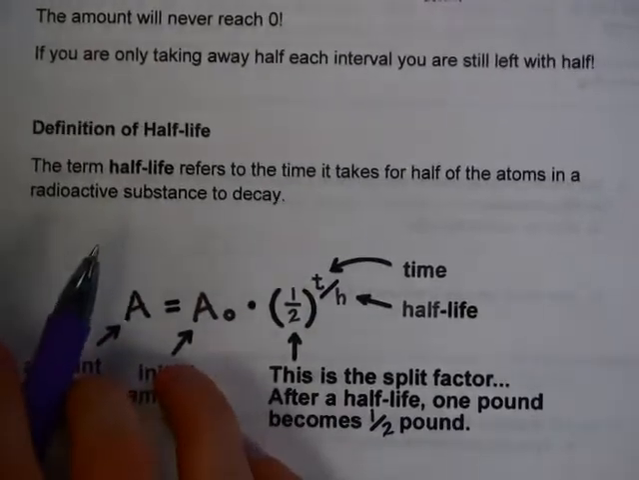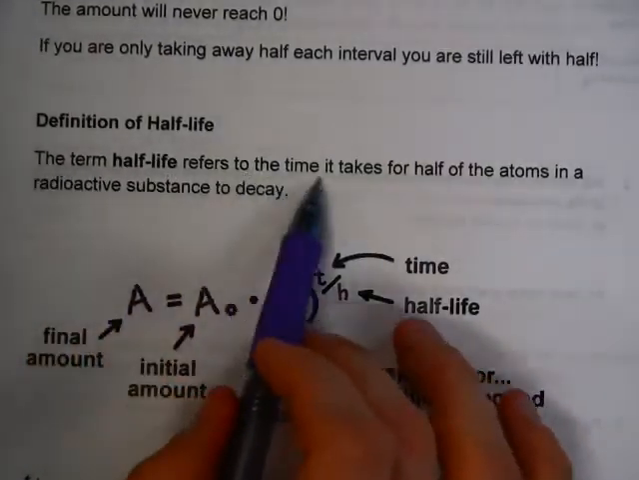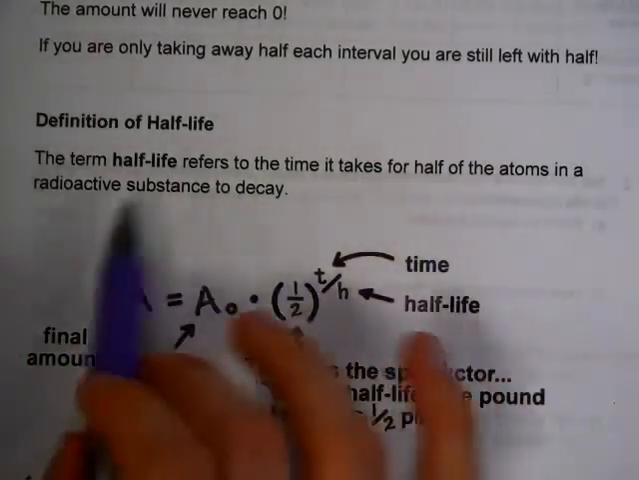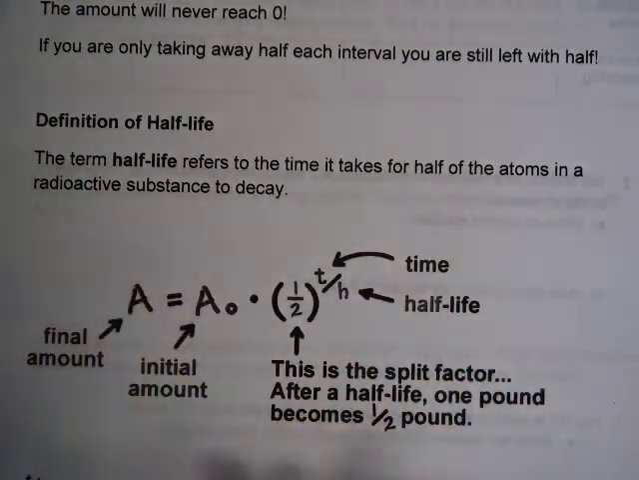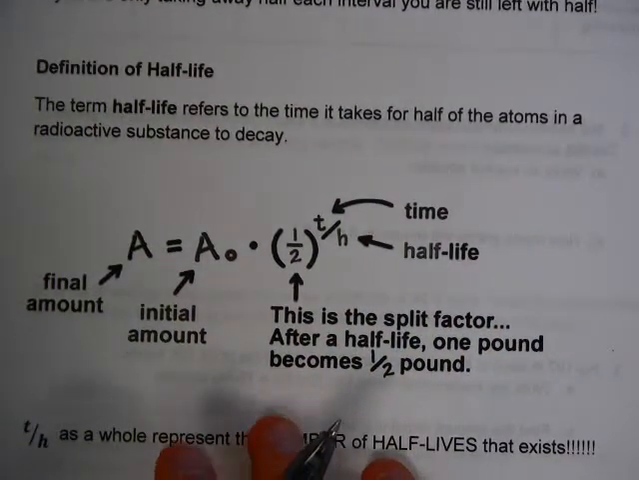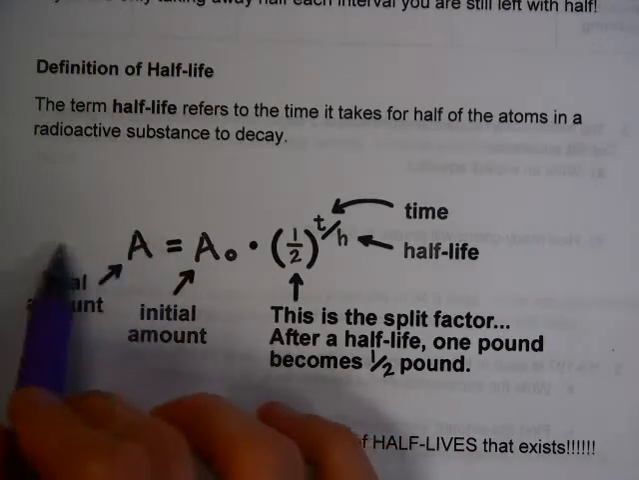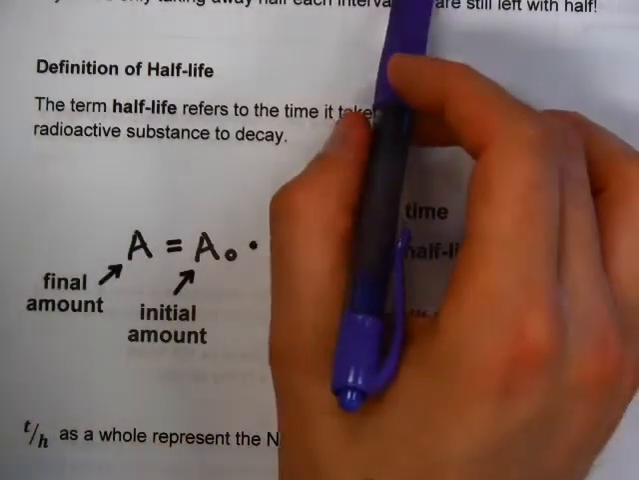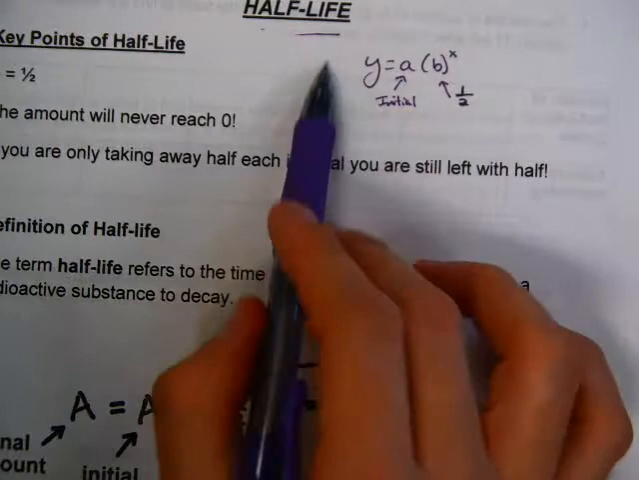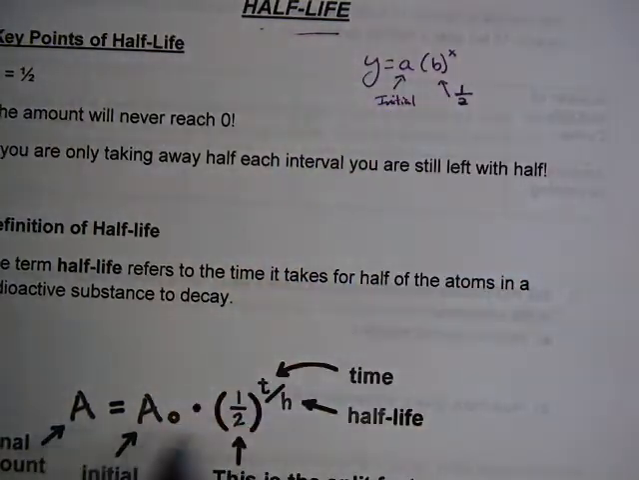So, definition of half-life. The term half-life refers to the time it takes for half of the atoms in a radioactive substance to decay. So I try to explain that in a little bit different way. In this particular way of writing it, it's the same as our exponential model. We're just using different variables.